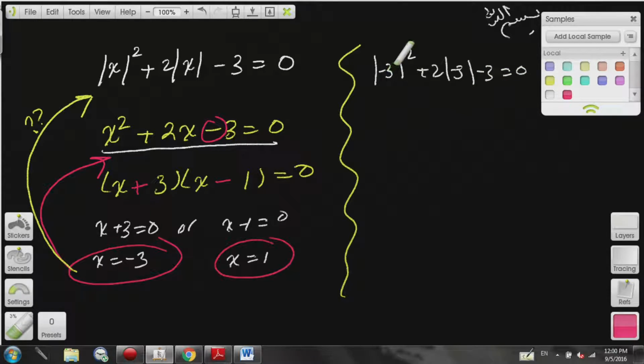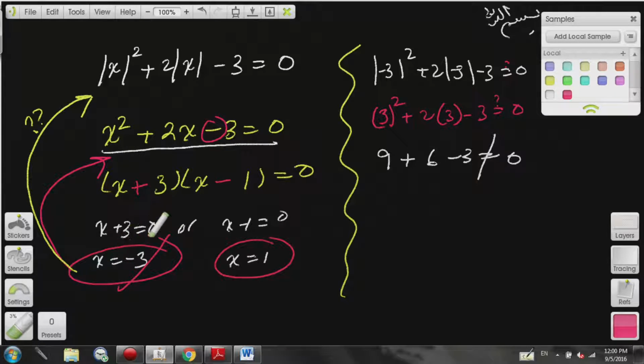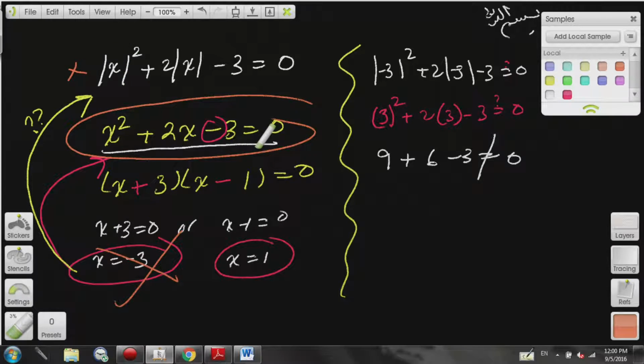So negative 3, now absolute value of negative 3 is 3. And that's being squared. Okay, so 2 times absolute value of negative 3 is 3 minus 3. Now does that equal 0? Negative 3 squared is 9. That is 6 minus 3. And that does not equal 0. So negative 3 is not a solution to this. It's a solution to this, but it's not a solution to the absolute value equation that we're given.